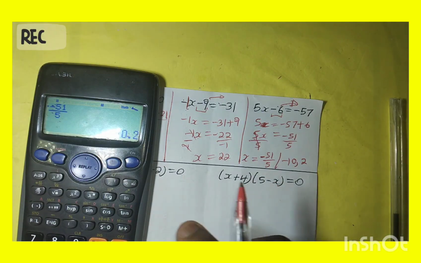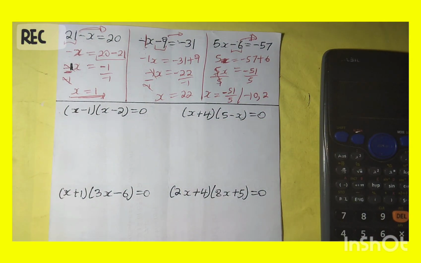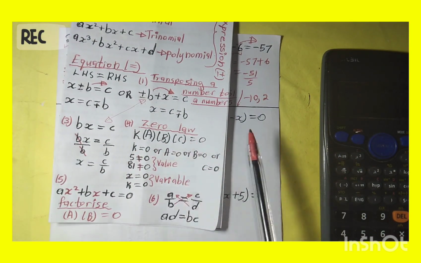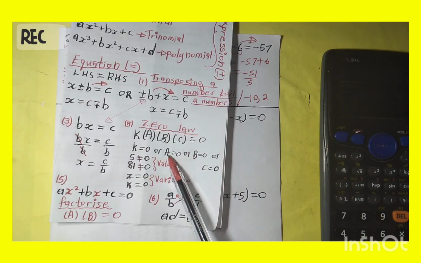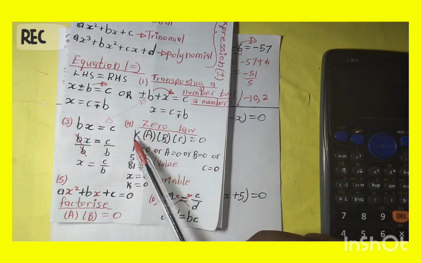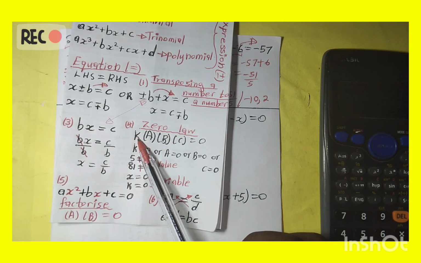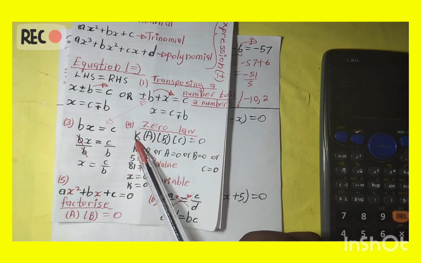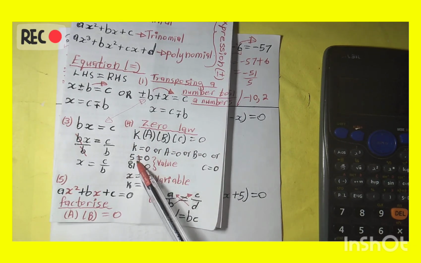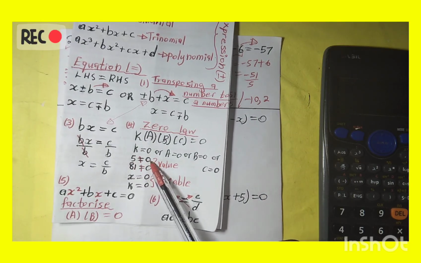Do you see? So let me introduce you to the zero law. The zero law simply says that if you have bracket A, B, C equated to 0, you will equate each bracket to 0. But also, you should understand that if here there is a constant number, you will also equate it to 0. But if that thing is a number, it cannot be equal to 0. Like 5 can never be equal to 0.